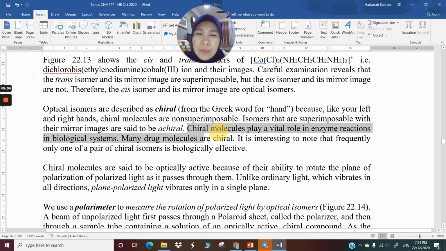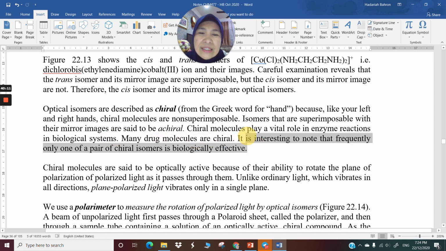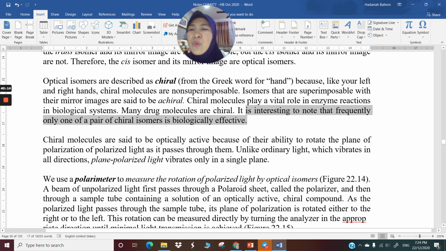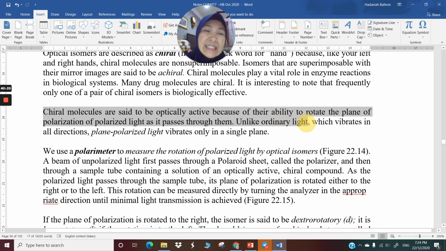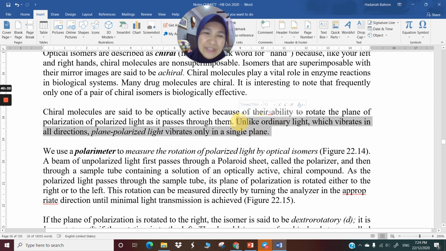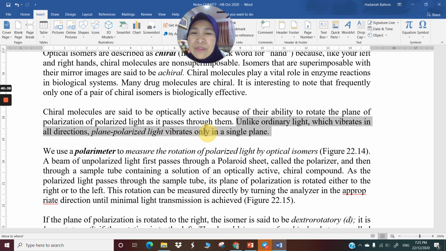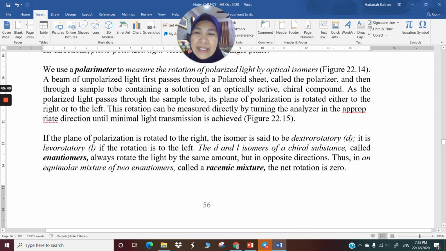Chiral molecules play a vital role in enzyme reactions in biological systems. Many drug molecules are chiral. It is interesting to note that frequently only one of the pair of chiral isomers is biologically effective. Now, chiral molecules are said to be optically active because of their ability to rotate the plane of polarized light as it passes through them. Unlike ordinary light, which vibrates in all directions, plane polarized light vibrates only in a single plane.